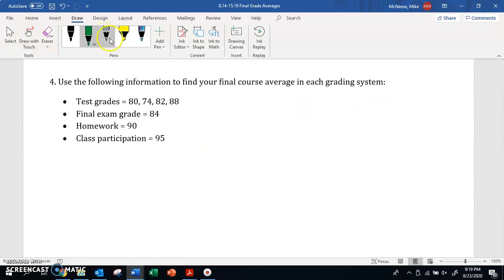Then question 4 says, use the following information to find your final course average in each grading system. In this case, it doesn't give us a test grade average, it just gives us the test grades themselves. So to find the average, we have to add them all together and divide by the number of tests we took. We have 4 tests, so we add these up and divide by 4. It would be 80 plus 74 plus 82 plus 88 divided by 4, and you would get a test average of 81.